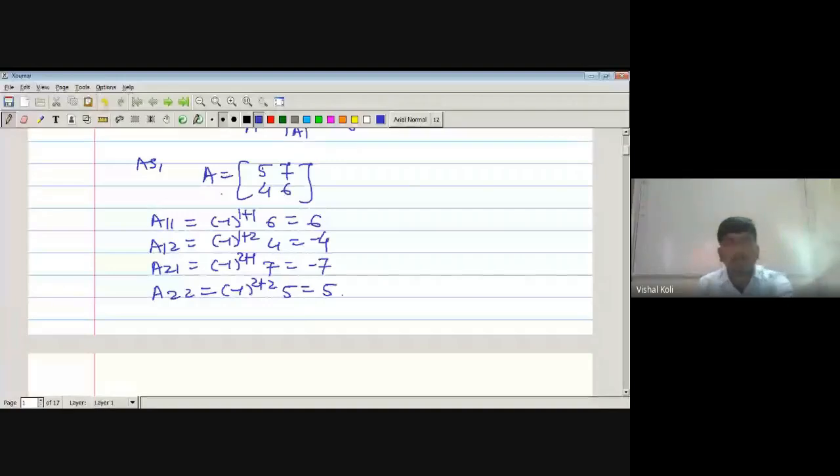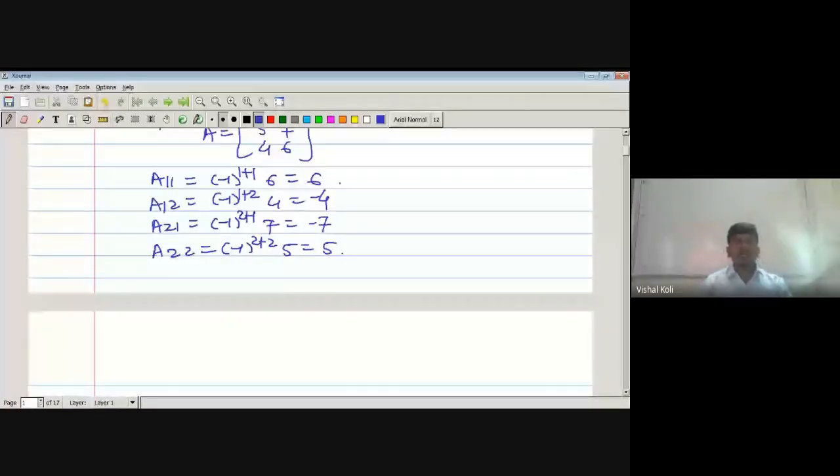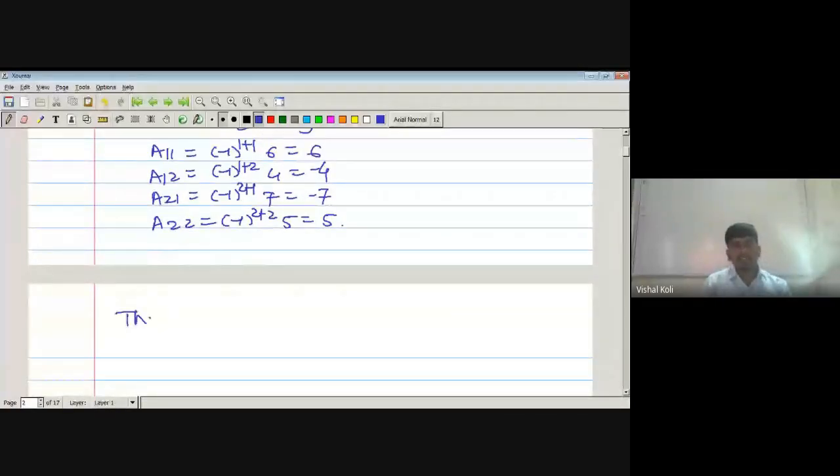Okay, now first find out the cofactor matrix. So the cofactor matrix is given by replacing the element a11 by its cofactor, which is 6. A12 will be minus 4, A21 will be minus 7, and A22 will be 5. So this will be the cofactor matrix.